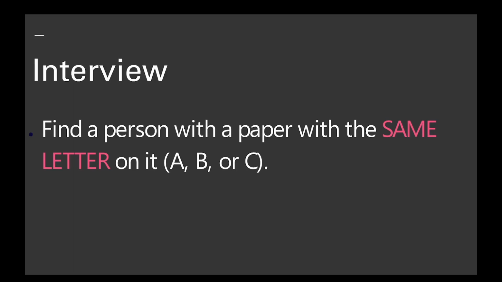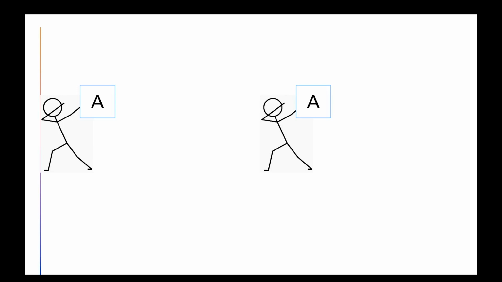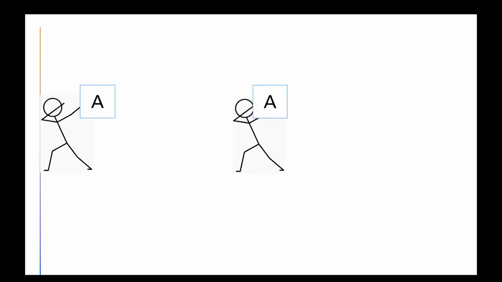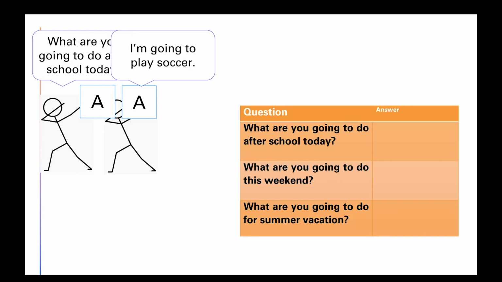So an easy activity to do is an interview. Again, write down the instructions, don't just say it. And I like to show them what to do. Some students are visual learners. So if you can, pictures or something like this.